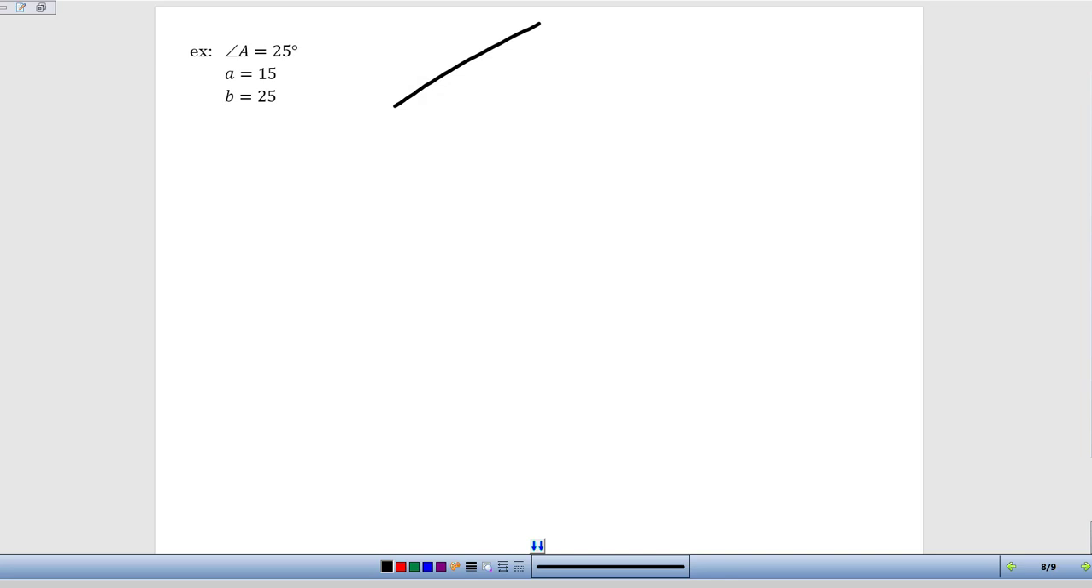So we've got angle A is going to be this 25-degree angle over here on the left. B is going to be our angle over here on the right. C up at the top. That means length A across from angle A is this 15 right here. Length B across from angle B is 25. Length C is down here on the bottom.